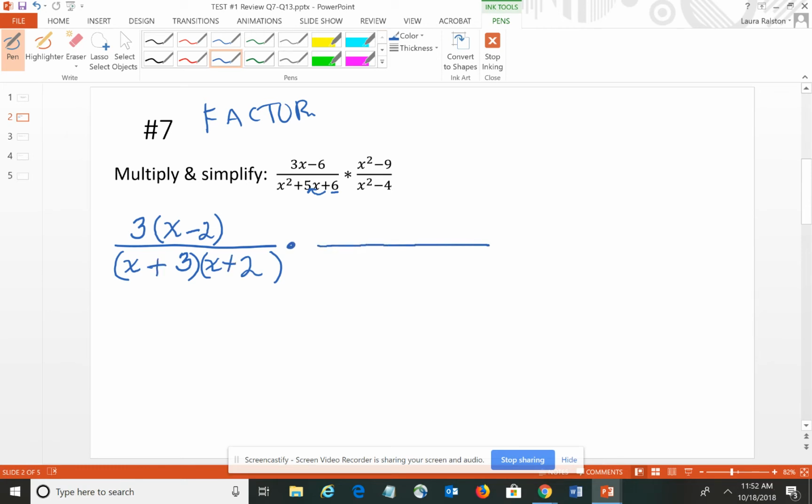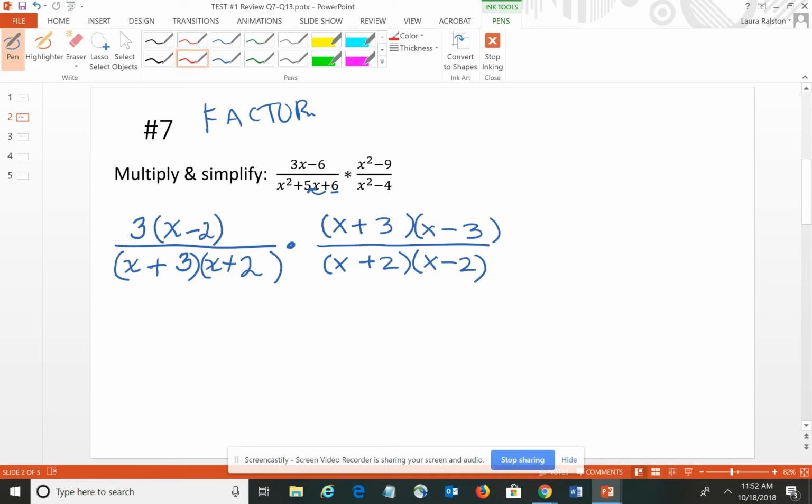times the second rational expression, x squared minus 9, is a difference of 2 squares. So I know it factors x plus 3, x minus 3. And the denominator is also a difference of 2 squares. And it factors x plus 2, x minus 2. And then we're going to use a process.